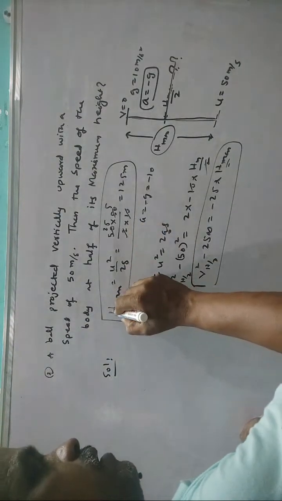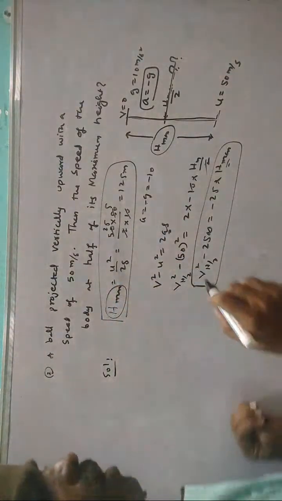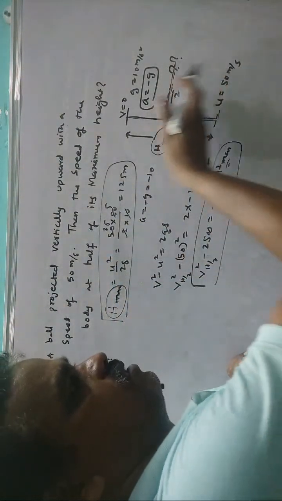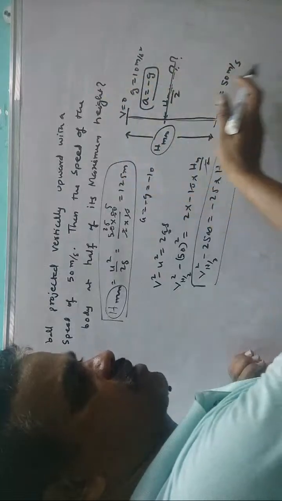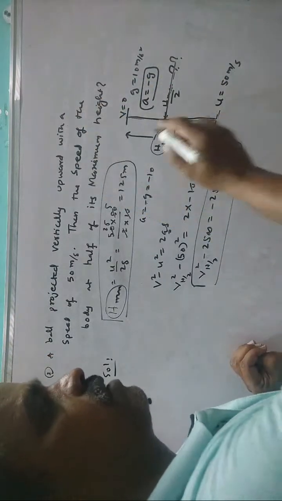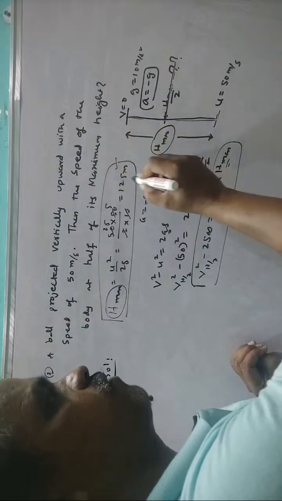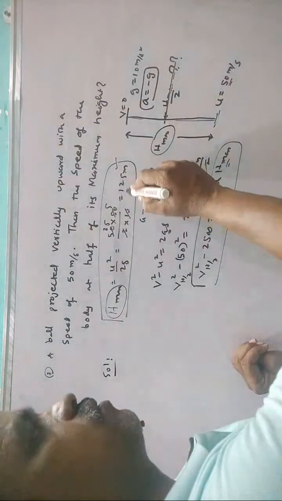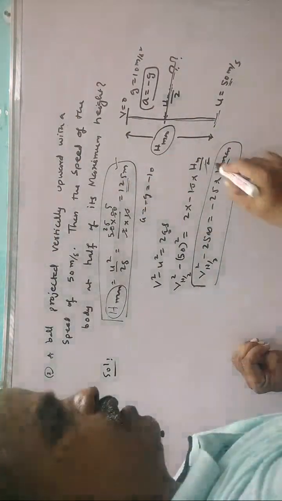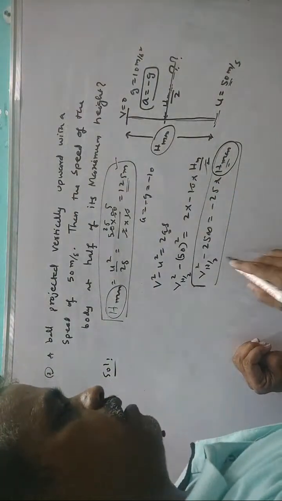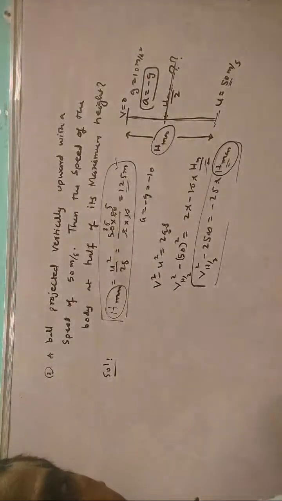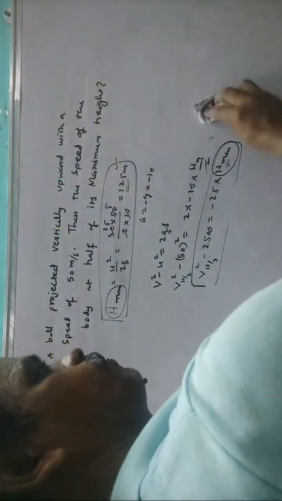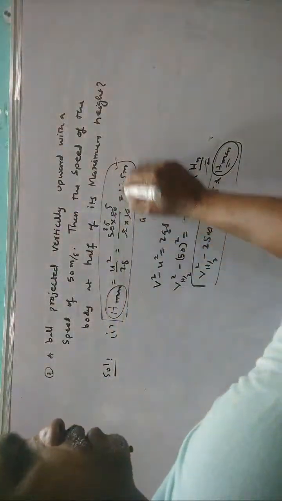Based on that, we calculated h maximum for a body vertically projected upward. In that situation, maximum height is 125 meter. So we projected with initial velocity 50 meter per second, and that is equal to 125 meter. Here we just substitute 125 meter and we will get the answer. Is it clear? Just copy it. First write maximum height, in this case 125 meter.